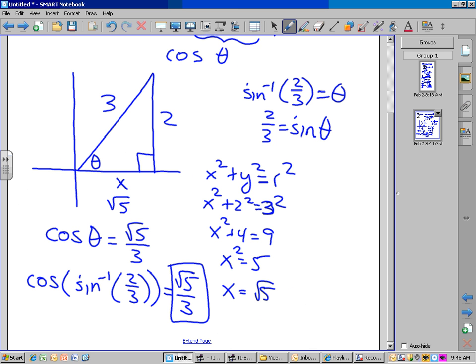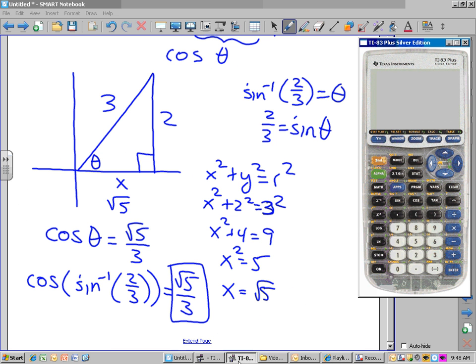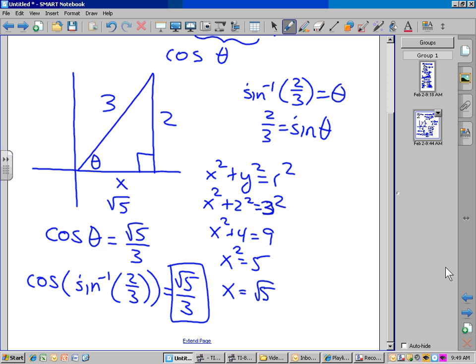We can confirm that answer by typing it in. As we see it, cosine of the inverse sine of 2/3 gives some decimal, and we know what that decimal is, square root of 5 over 3. That's what we want. We want the exact values. We want to know what the sides are, what the ratio of those sides is, that you probably haven't seen in geometry.